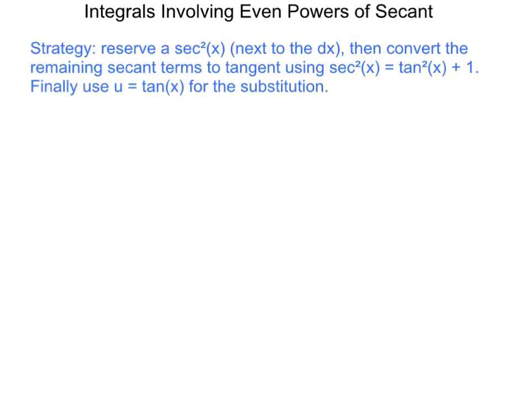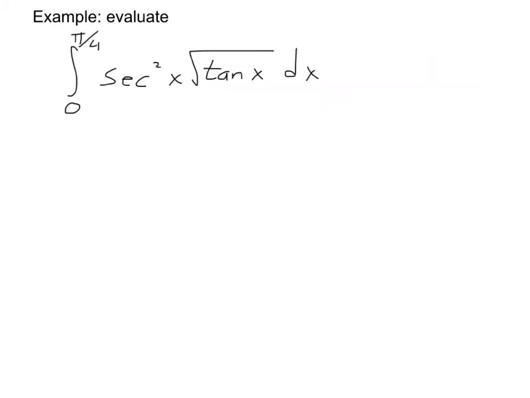You're going to find that these problems run in a very similar way to the way that the odd powers of sine and cosine and the odd powers of tangent worked. So follow the strategy and you'll be fine. We've got a couple examples, so we'll try those out. So here's the first one.